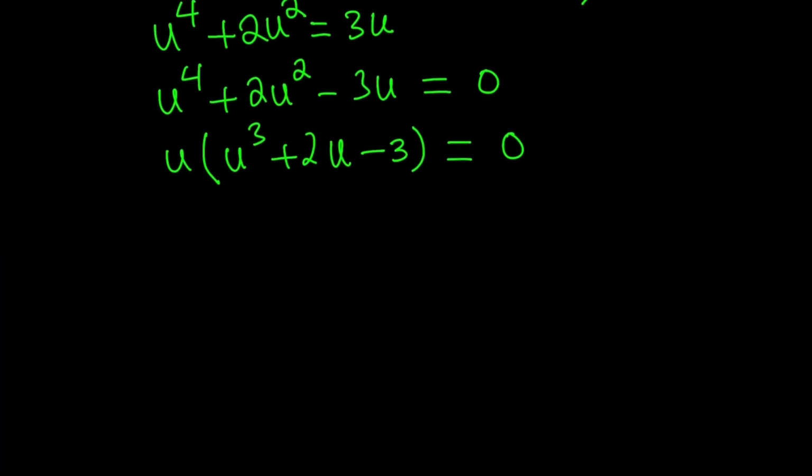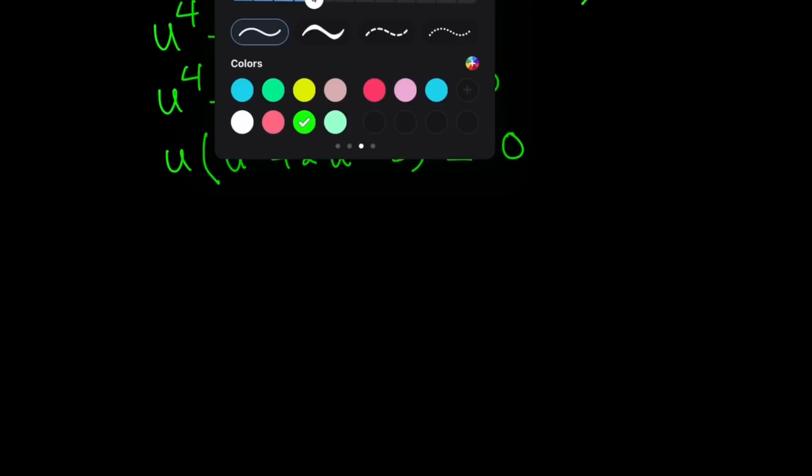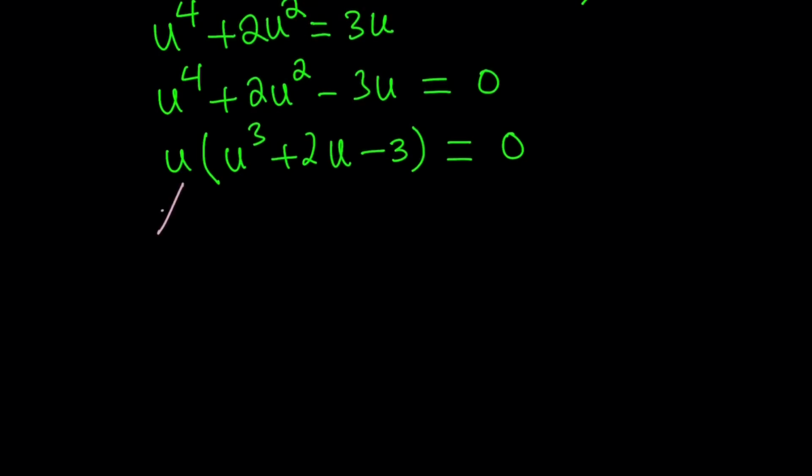Okay, so now we got an equation. It was a quartic, but it's easily factorable. And guess what? u equals 0 obviously is going to be a solution from here, right? We can safely say that u equals 0 works, but we're going to check that out.